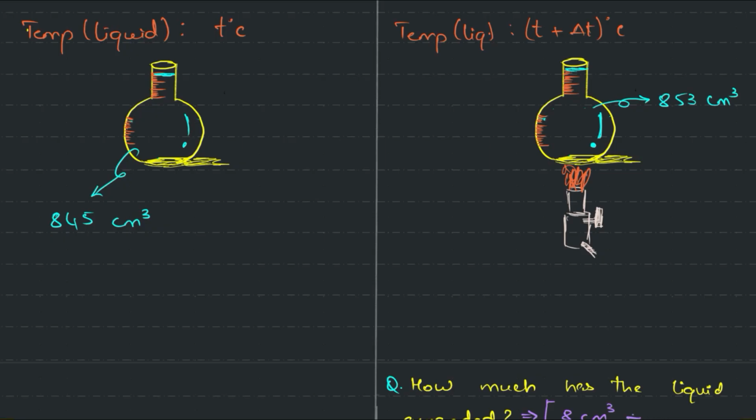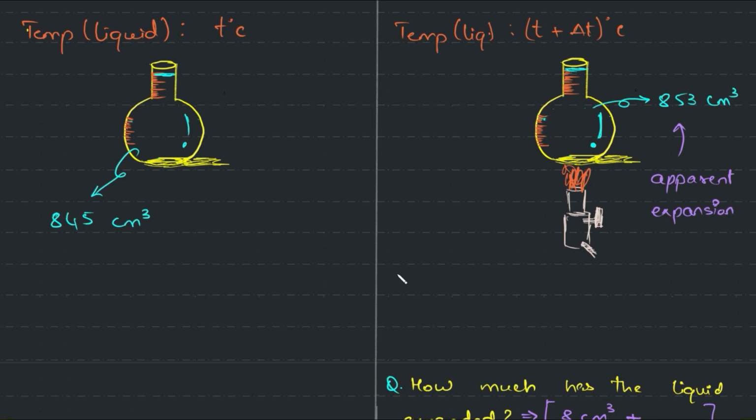Actually, no. Why no though? 845 and 853, difference is 8. But I'm telling it's not the actual value, actual expansion. Why is that? I'll call this as apparent. Apparent means it appears to be so. It is apparent expansion. Why is that I'm calling it as apparent expansion? Why not the real expansion?